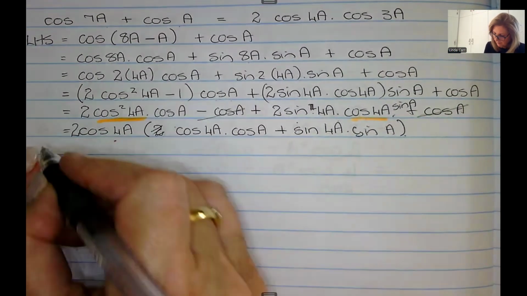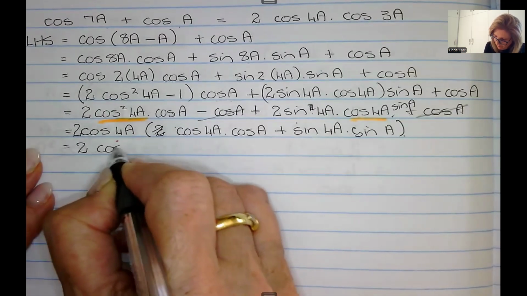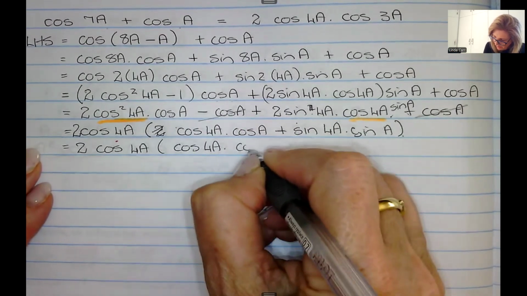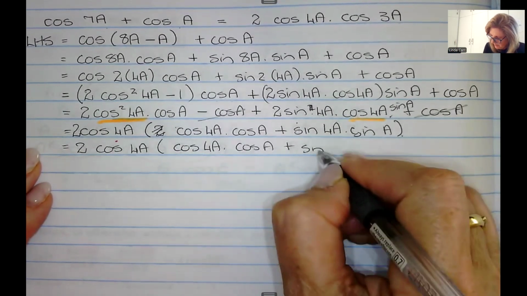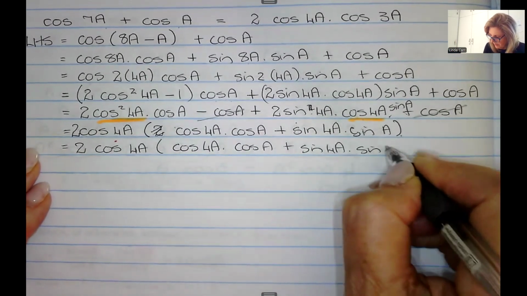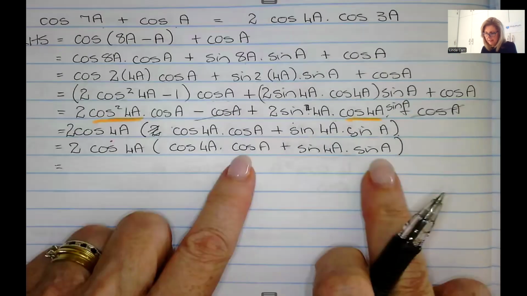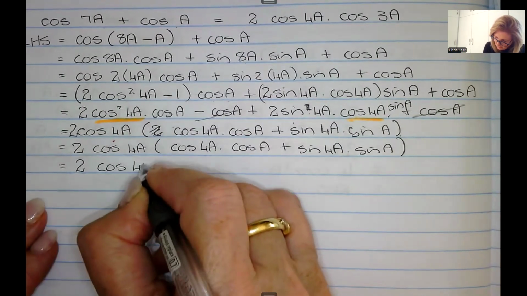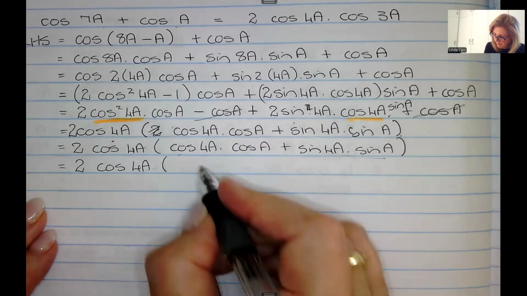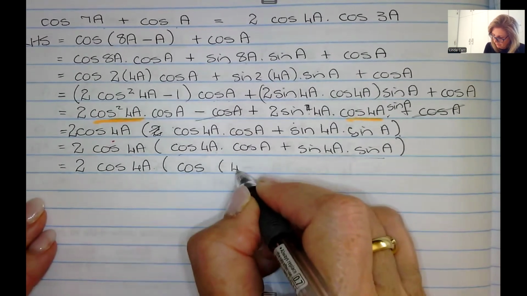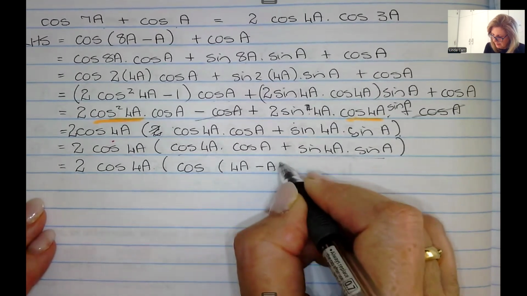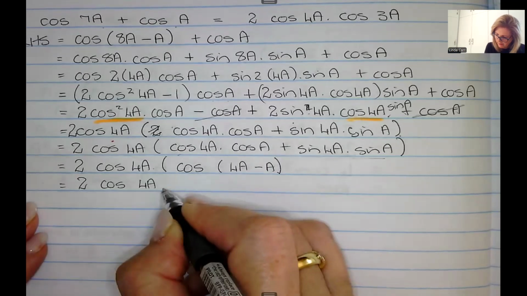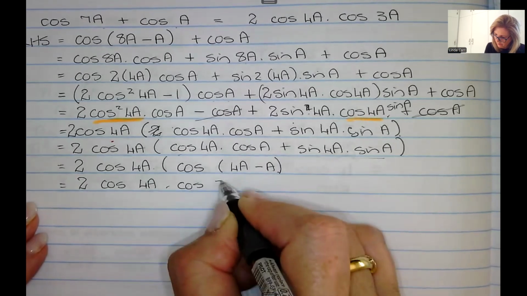Okay. So what have I got? 2 cos 4a. I'm just going to neaten it up. Cos 4a cos a plus sine 4a sine a. And that looks like an identity. 2 cos 4a. This will become cos 4a minus a. Wonderful. 2 cos 4a cos 3a.